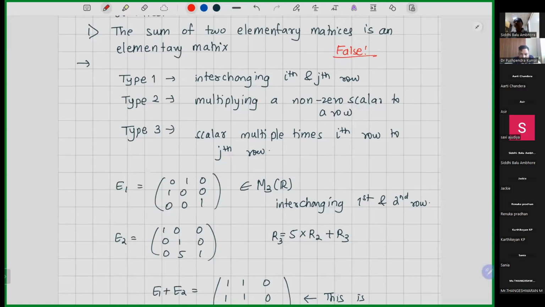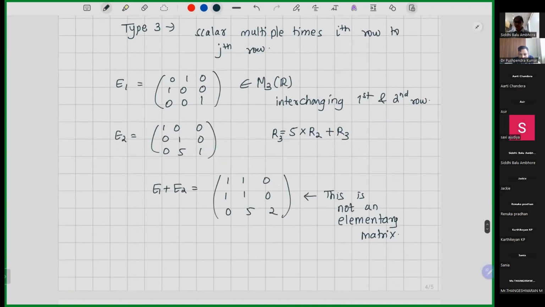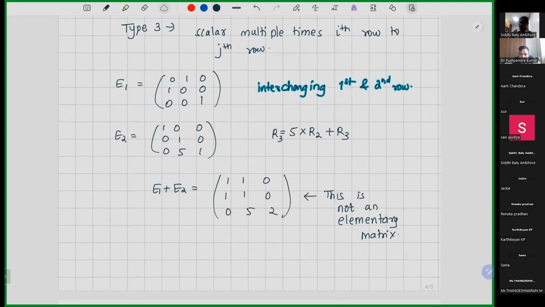This elementary matrix, interchanging of this row, is with respect to what? Can you elaborate? I do have E1 and E2. Can you please scroll down? It's rows, right? Now, E1 plus E2, you have got some matrix. So how are we concluding that this particular matrix is not elementary? The third one, this is elementary.